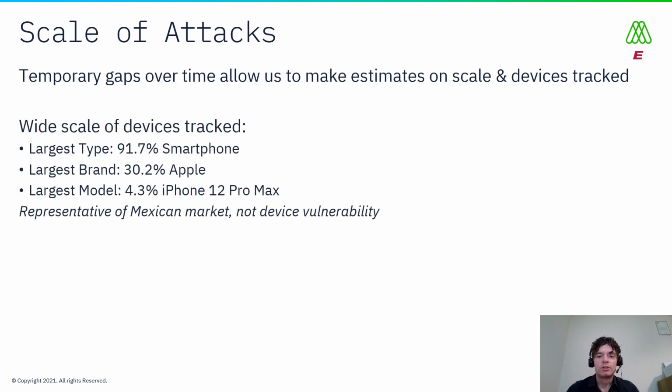When we looked at those brief periods of time when we identified those gaps, we could see a large variety of different types of devices which were attempted to be tracked. The largest type was obviously smartphones, and the largest type of phone being tracked was Apple iPhones. Before you say, is Apple more vulnerable, or Google, or is Android better? It's not that. The people using these SimJacker attacks are targeting a broad spectrum of essentially the Mexican market. So these are more representative of the types of devices deployed in Mexico as opposed to device vulnerability.